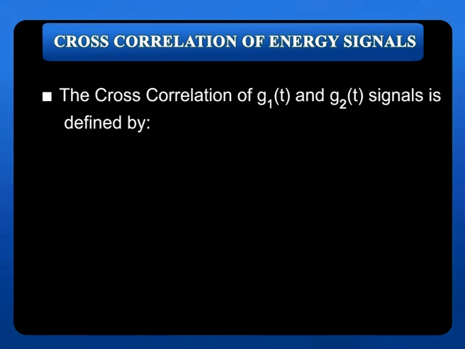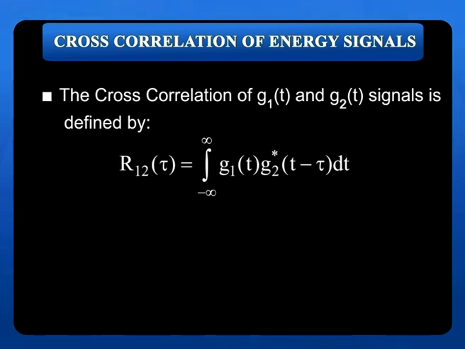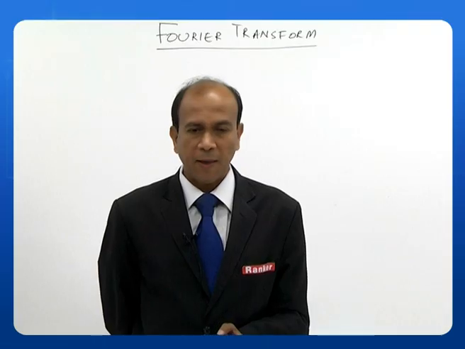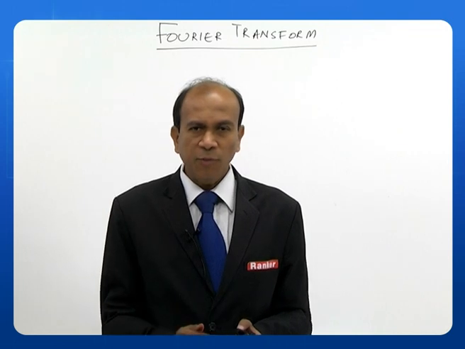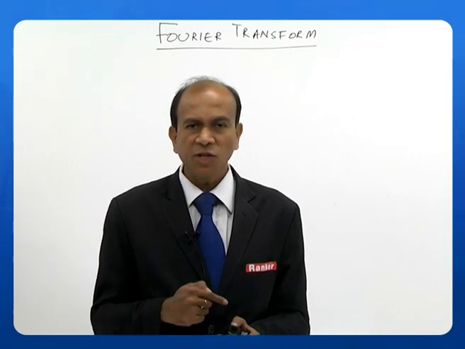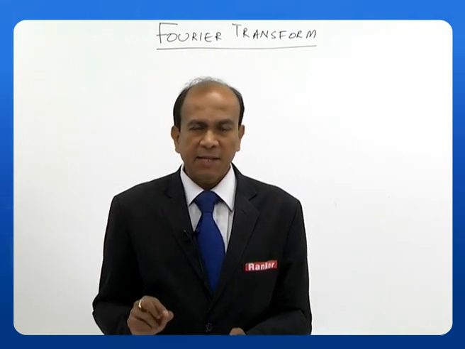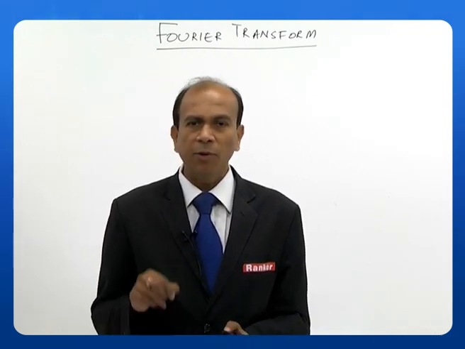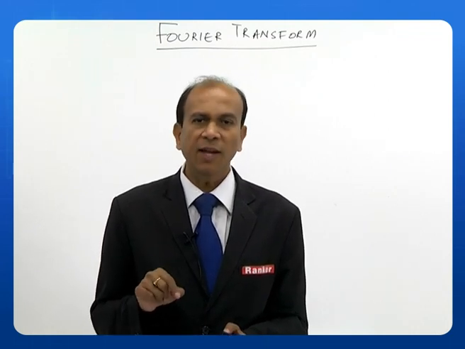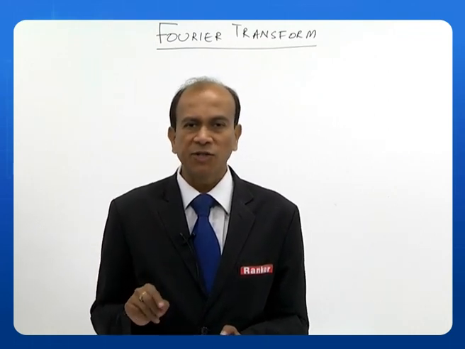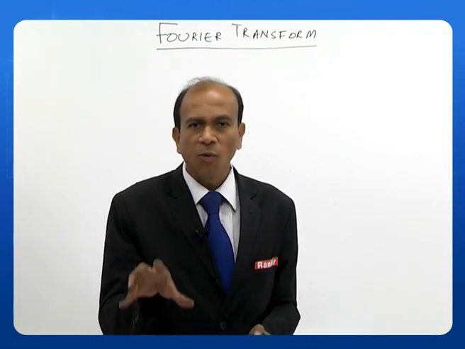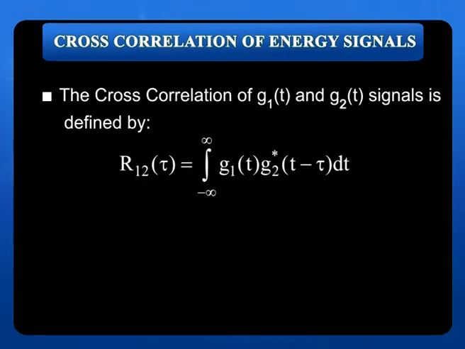The cross correlation of g1 of t and g2 of t signals is defined by R12 of tau equal to the integration from minus infinity to plus infinity of g1 of t g2 star of t minus tau dt. Here R12 means g1 is not delayed, whereas g2, the second one, is delayed. That means R12 of tau is equal to the integral from minus infinity to plus infinity of g1 of t into g2 star of t minus tau dt. That is how you calculate the cross correlation function.